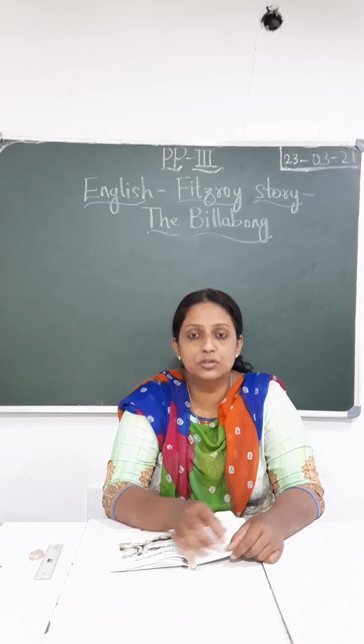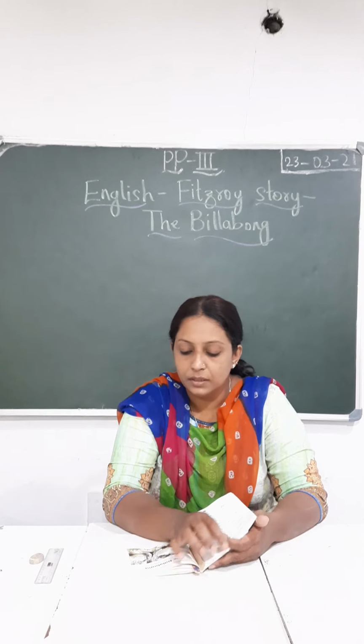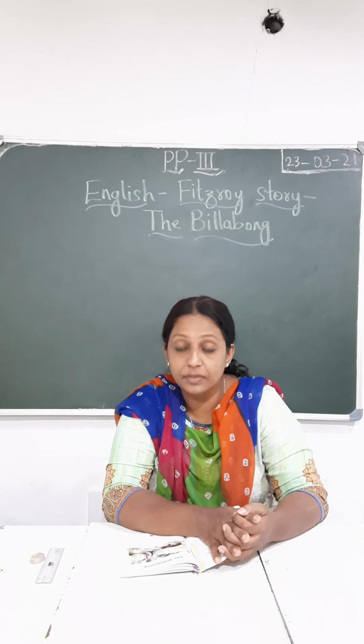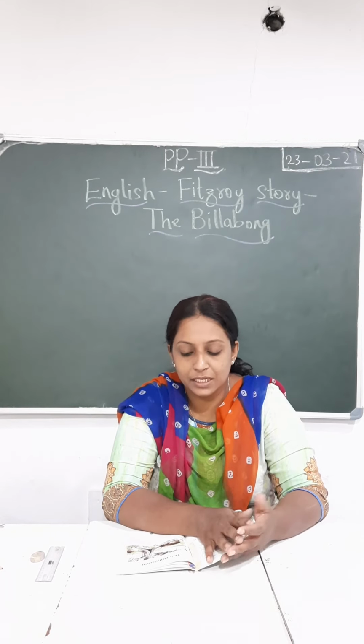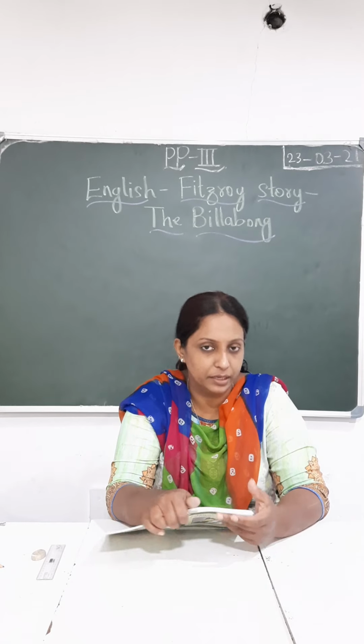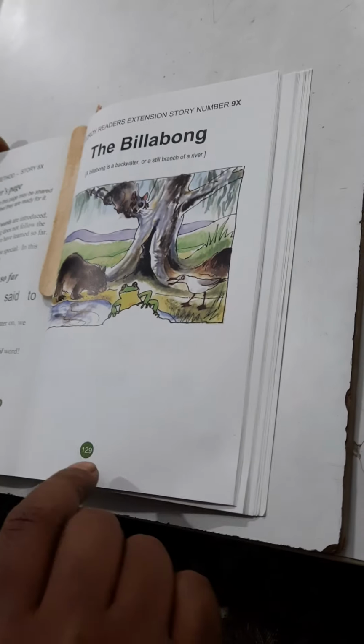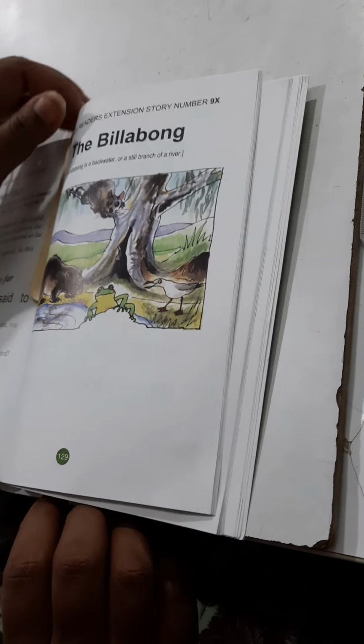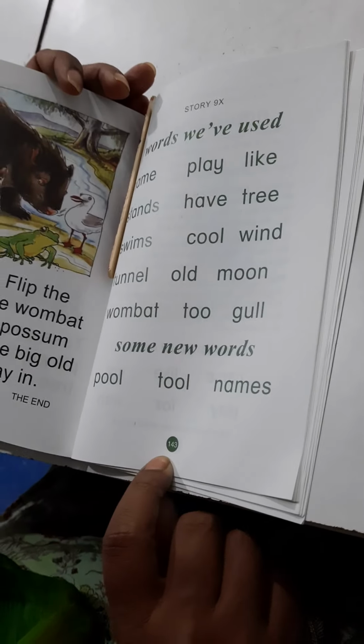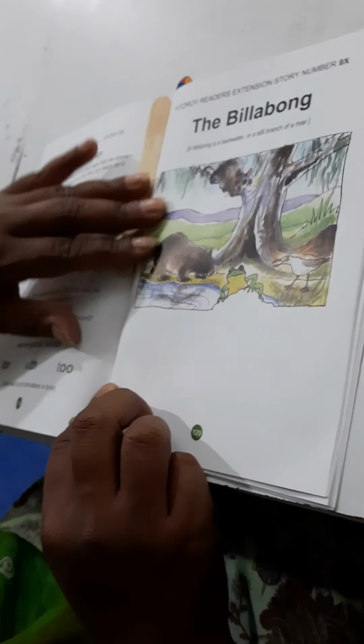Today we learn a new story in your Fitzroy story reader book. That is story number 9X, The Billabong. So let's start reading the story from your reader book now. So this is page number 129. The story starts from page number 129 and ends at 143. So we will start the story now.